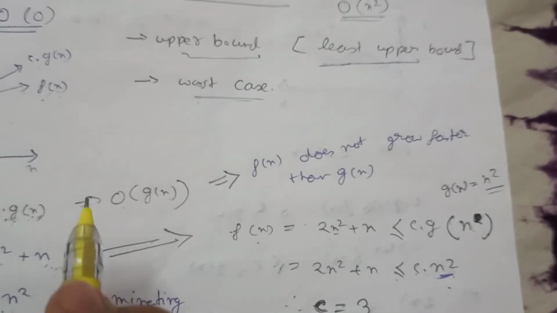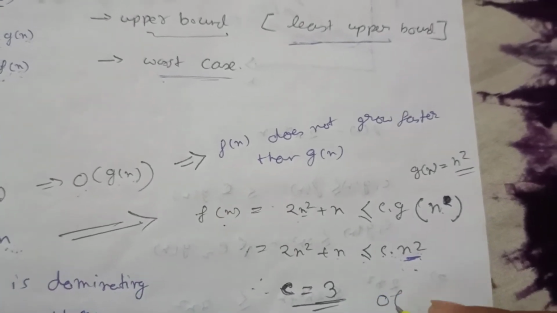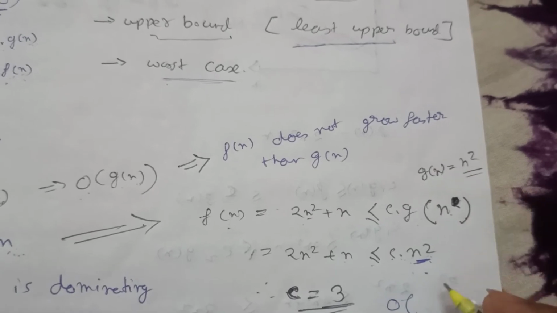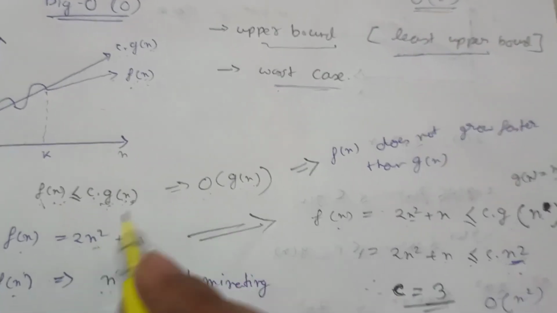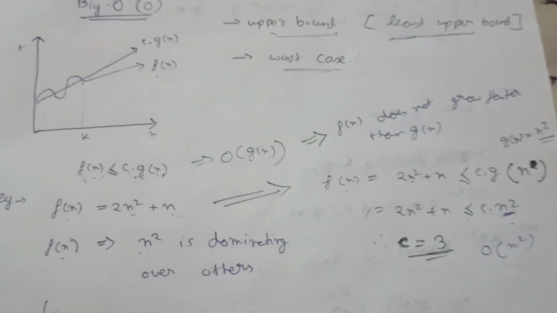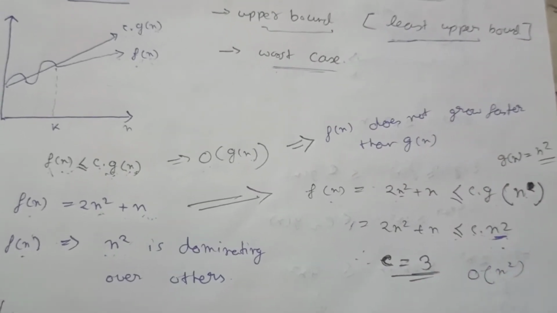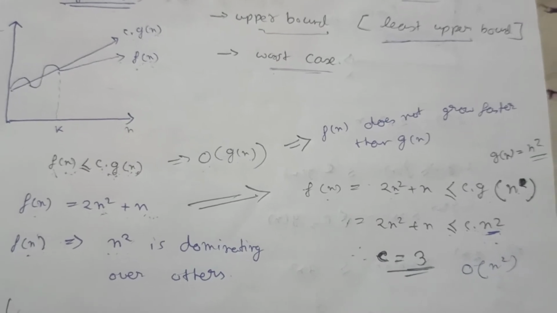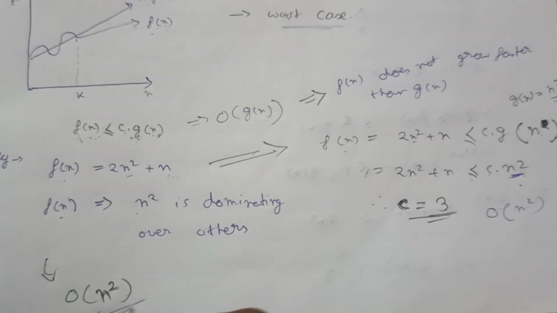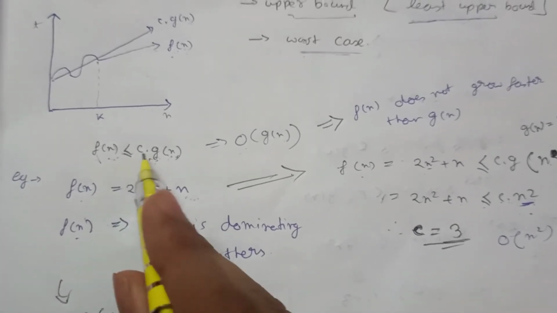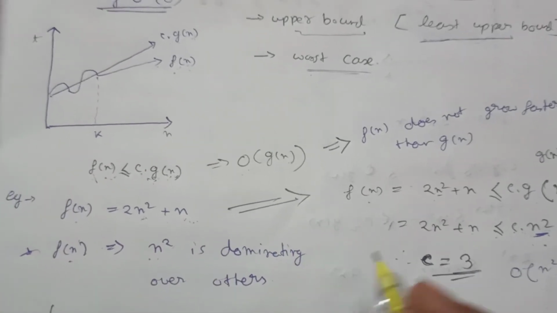And what I have said here, our order becomes order of g of n. So it will be Big-O of g of n. What was g of n? g of n was n square. So it will be Big-O of n square with value c equals 3. So this will be our time complexity here, or space complexity also we can say. I will discuss time complexity now, but space complexity is also something like that. So the complexity becomes order of n square because n square is the dominating term over others. That is the main thing we will check: what is the dominating term.